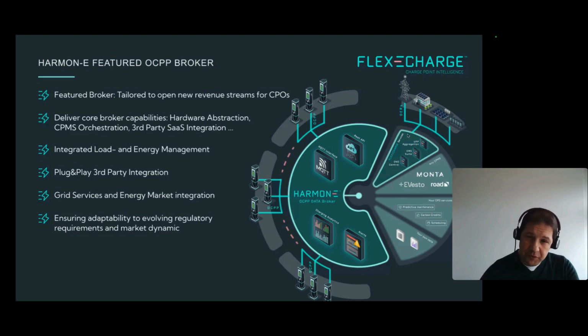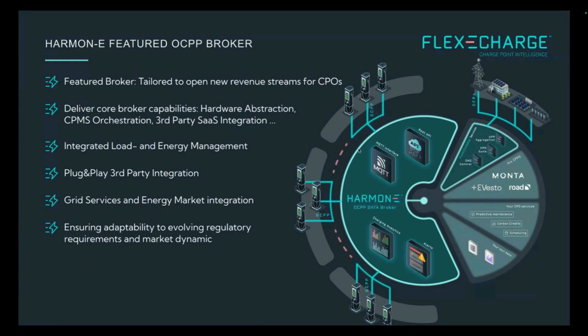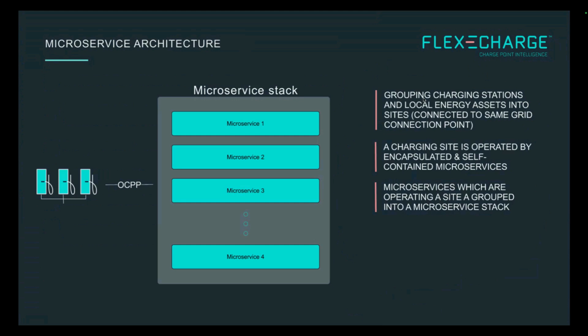What I would like to do now, of course, this is a very abstract view of our data broker. You see here on the left-hand side, the charging stations are connected, and data goes through the data broker, which then makes it available to these components on the right-hand side. So inside our broker, what is our architecture? How is that broker being built, or how is the whole Flexecharge technology built? What is it based on? It's basically based on microservice stacks.